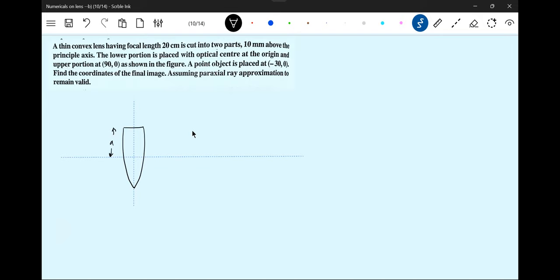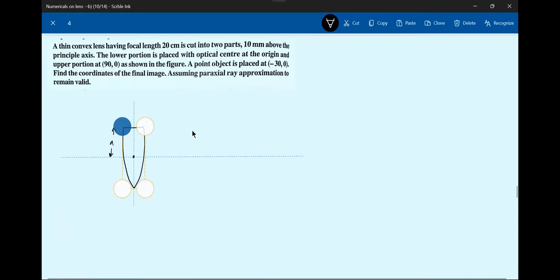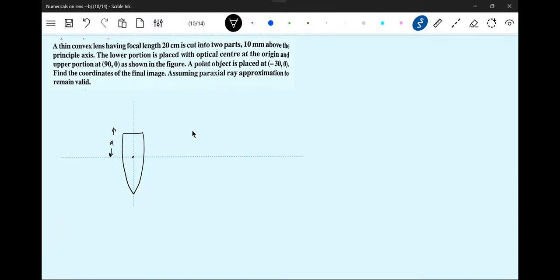This part is above, with optical center at the origin and upper portion at 90 degrees. The other part is at minus 30, the point object is here. Okay, fine. Find the coordinates of the final image, assuming the paraxial approximation remains valid.